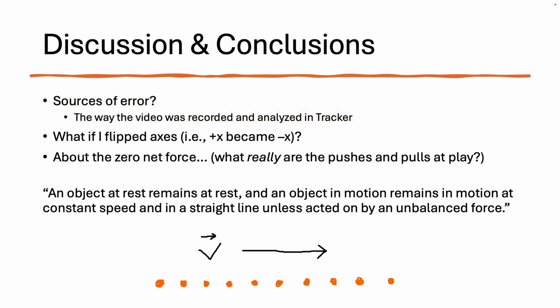Now for the what-if questions. Had I flipped the axes and taken the negative x direction as opposed to the positive x, the slope of the line would change sign, so the velocity would look negative instead of positive, but the overall physical result would be the same beyond that.